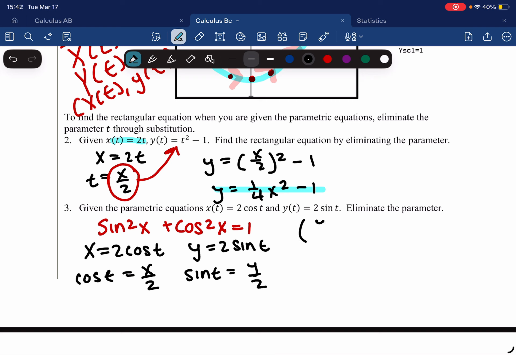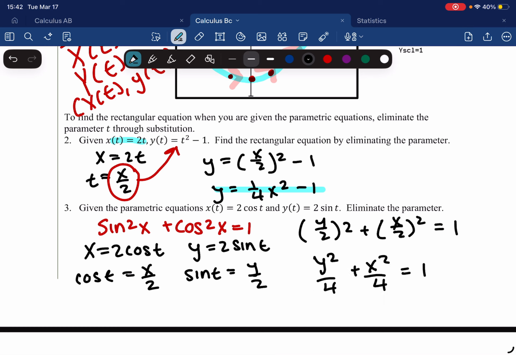So I have y over 2 squared plus x over 2 squared is equal to 1. Okay, this is the same as saying y squared over 4 plus x squared over 4 is equal to 1. Simplifying this further to get rid of those fractions, I get x squared plus y squared equals 4. So for this parametric equation, notice that it formed a circle.